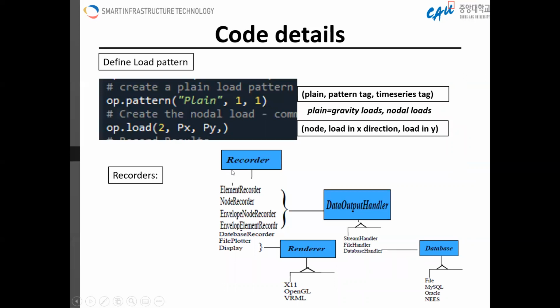So, recorders are here in OpenSees. Recorders can be element recorders, nodal recorders, envelope recorders, etc. And these recorders for the renderer are based on the library that we imported in the last post-processing renderer. And this whole data can be shifted to a cloud computing system, for example, MySQL, etc.